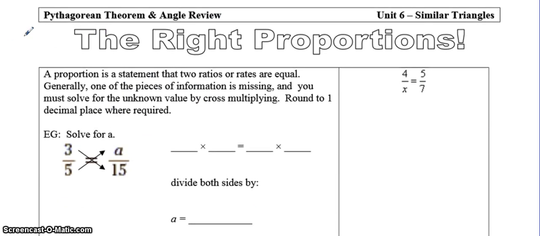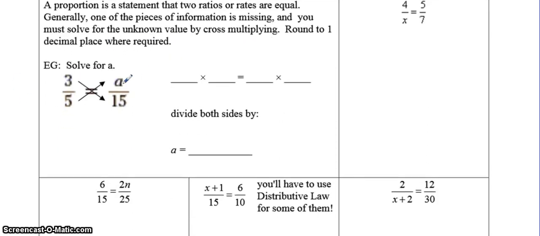The next prerequisite skill that you will need to know about is how to solve proportions. A proportion is a statement that two ratios or rates are equal. Generally, one of the pieces of information is missing, and you must solve for the unknown value by cross-multiplying. You will always round to one decimal place where required.